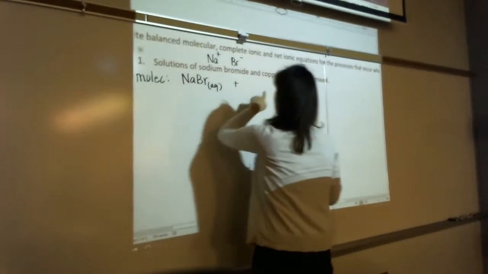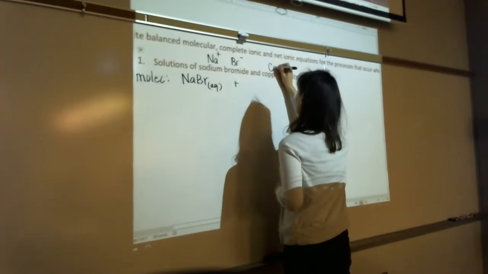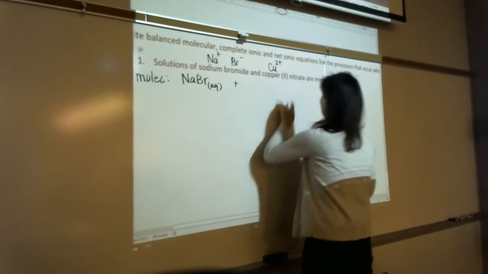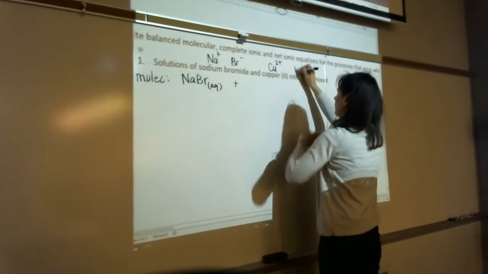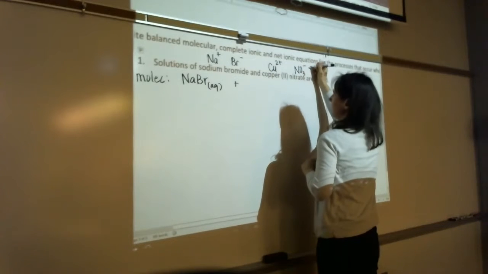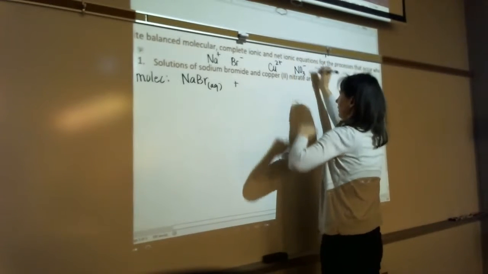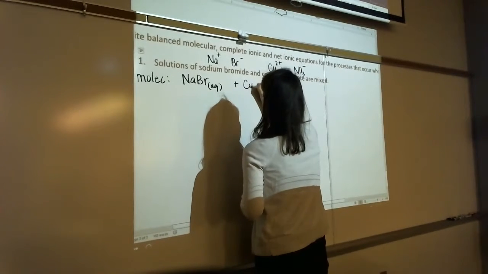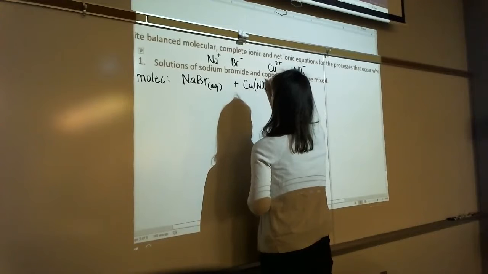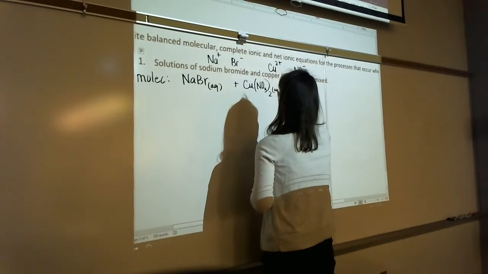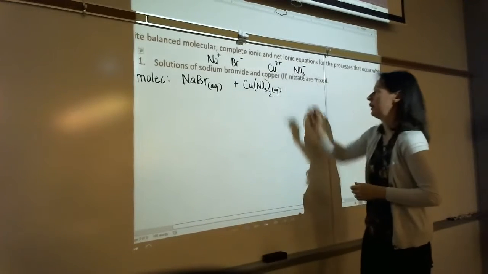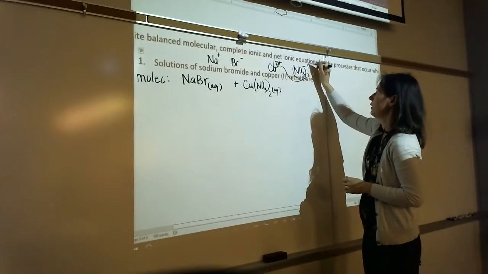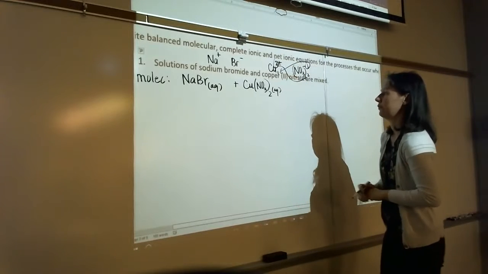Now let's write our other reactant. Copper 2, what's that? Cu with what charge? 2 plus. And nitrate, what's that? NO3 minus 1, right? So we crisscross those, we get Cu(NO3)2 (aq), right? Because this comes out here, put parentheses around it, this comes down here.